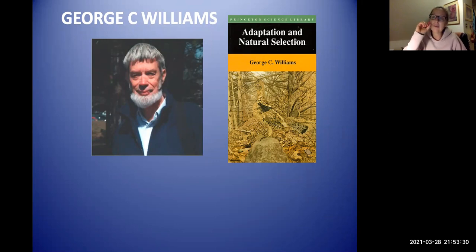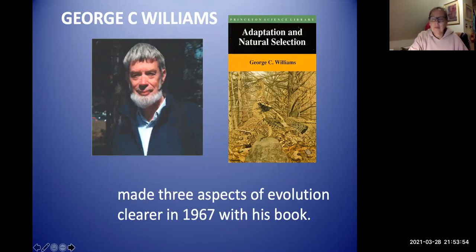The reason that I'm including George here as the final step is because in writing this book, he took all of this complicated stuff and he made it accessible for professors and graduate students and even the ambitious undergraduate student. So he made 3 aspects super clear in 1967. And let's talk about this for a minute.